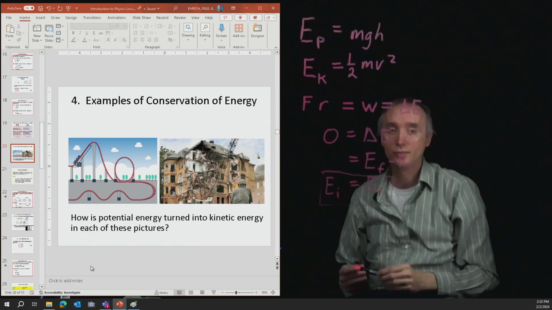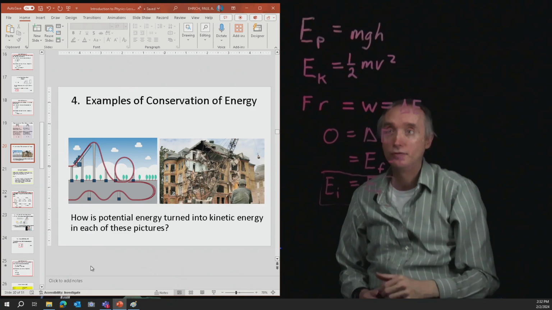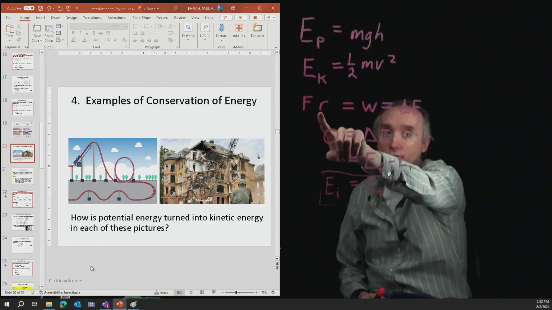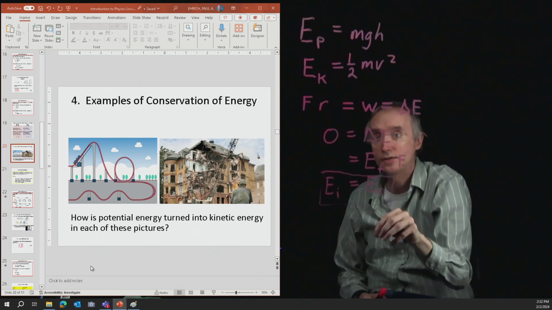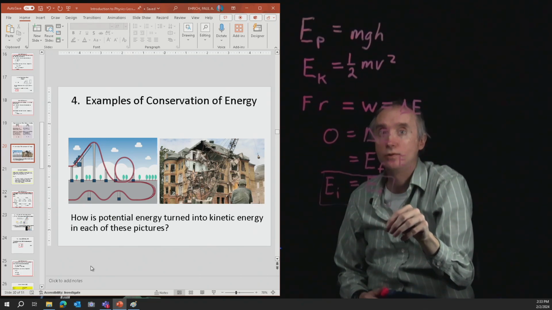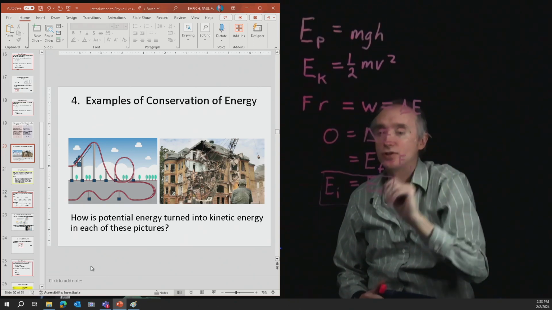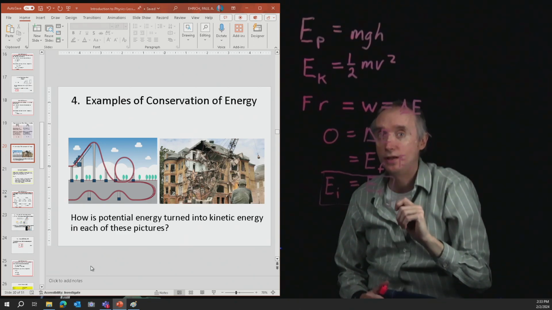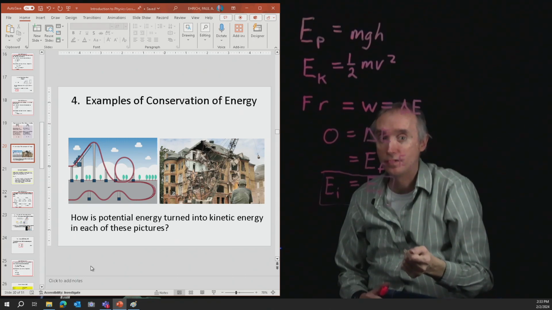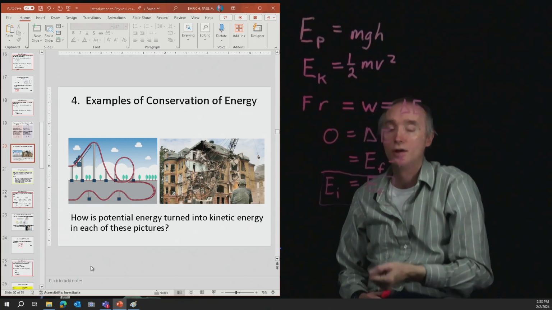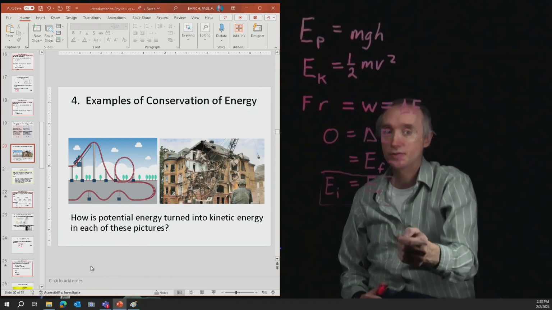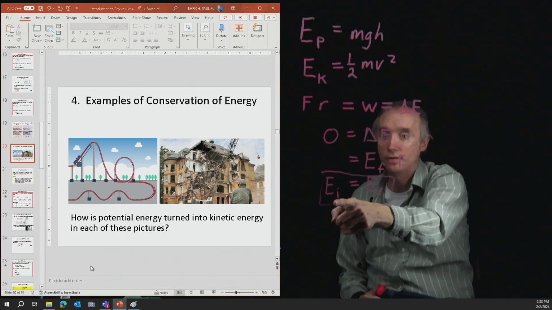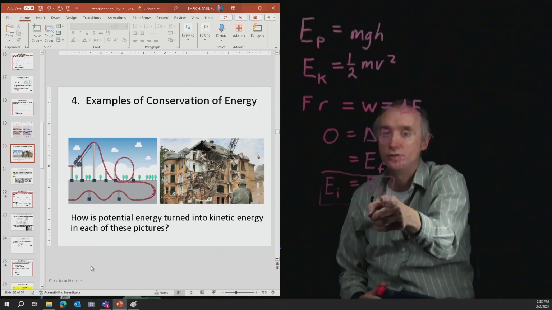This should sound familiar because when we did our lessons on momentum, we found that if there was no external force acting on a system, then the change in momentum was going to be equal to 0, and then the momentum that you started with was going to be equal to the momentum that you ended with. Well, this is going to be the energy you start with is going to be equal to the energy that you end with.